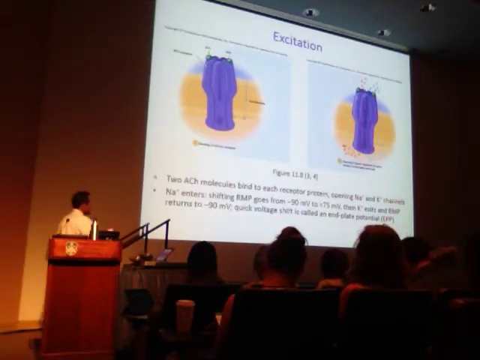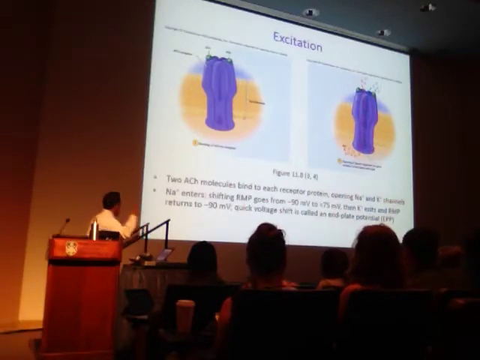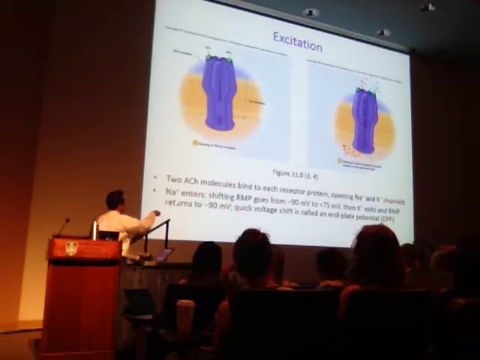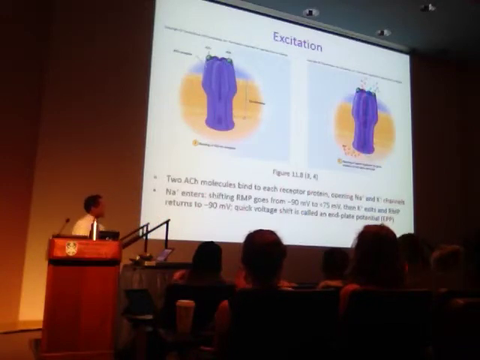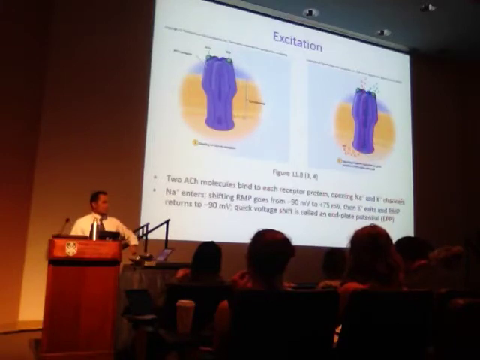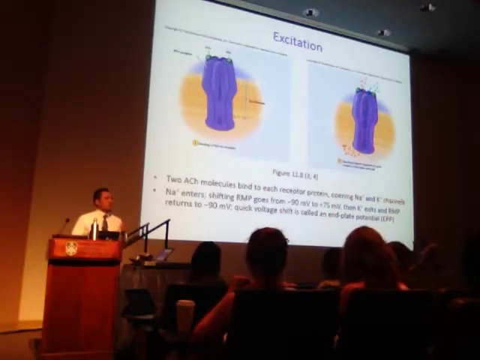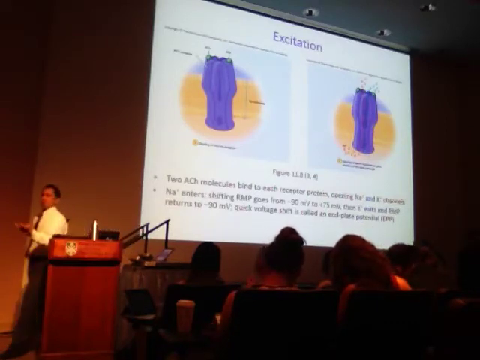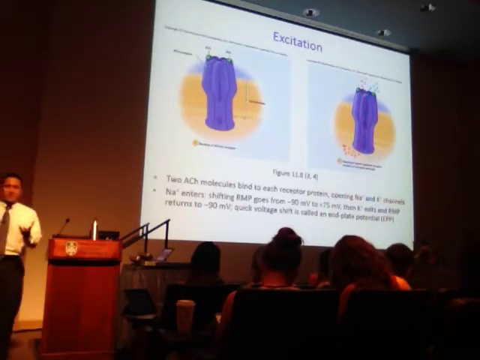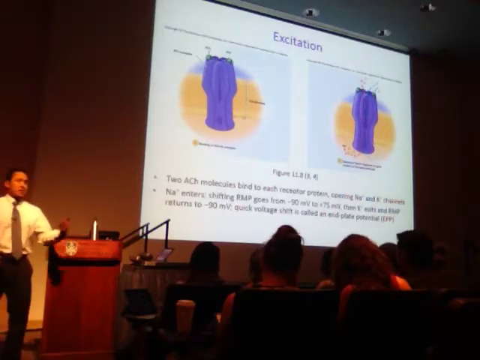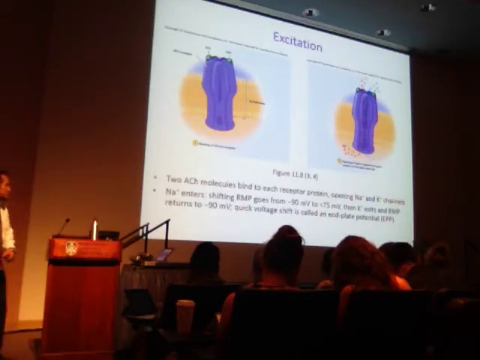Okay? But you can read this and say, okay, this makes sense. Resting membrane potential goes from minus 90 to positive 75. Then potassium exits, and it returns back to resting membrane potential. This quick switch here we call an end plate potential. So this action potential on the muscle interface is called an end plate potential. Remember we called it a motor end plate? So now we call it an end plate potential because that electrical signal is on that end plate.